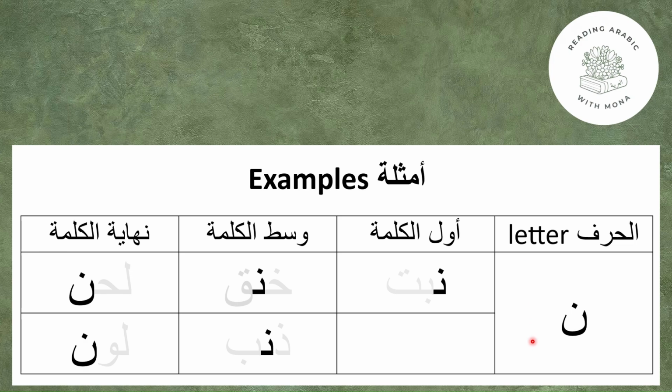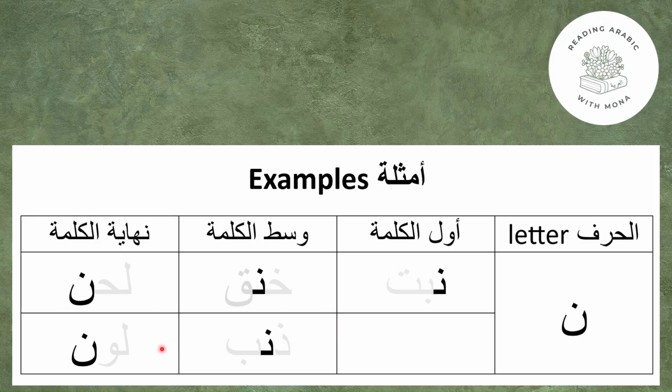And here we have examples containing the letter Noon in actual words, just to see how much space and size of the letter we compressed and saved, just to save room for other letters to connect the letter Noon with the other letters in a word. This is the beginning, this is the medial, and this is the final position of the Noon.